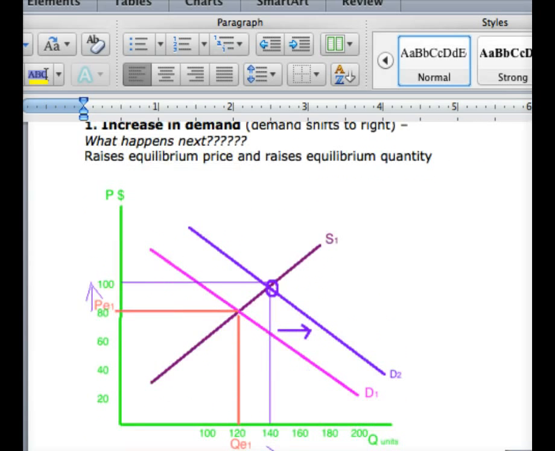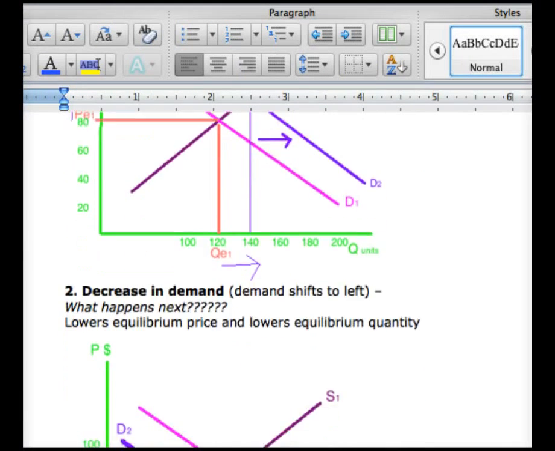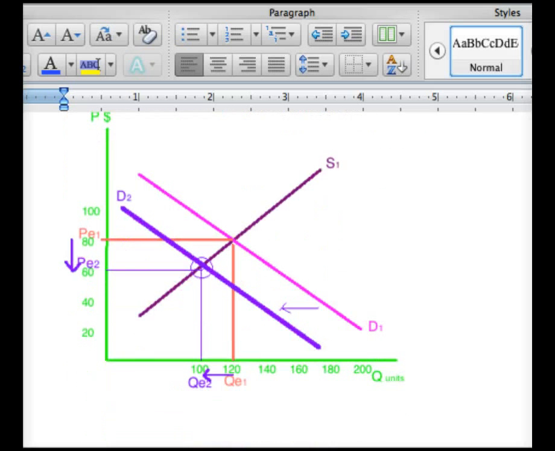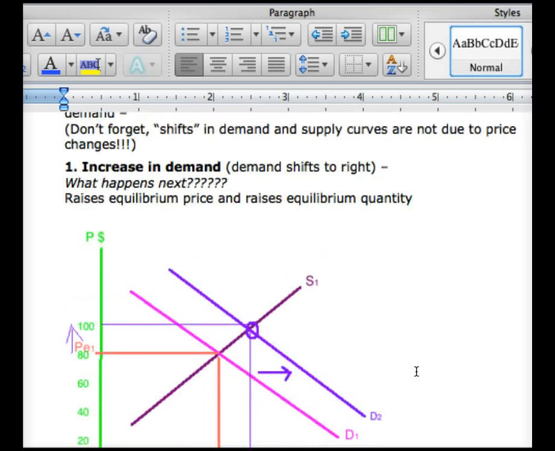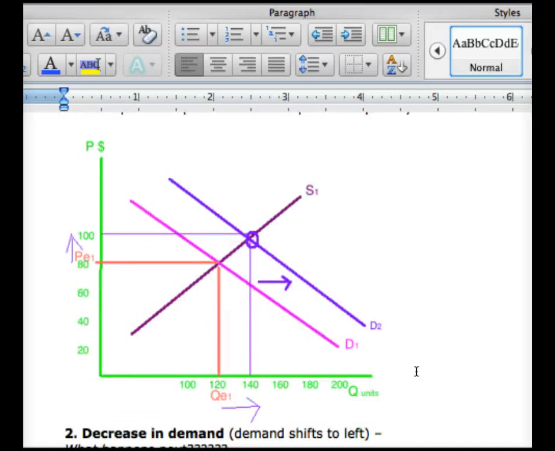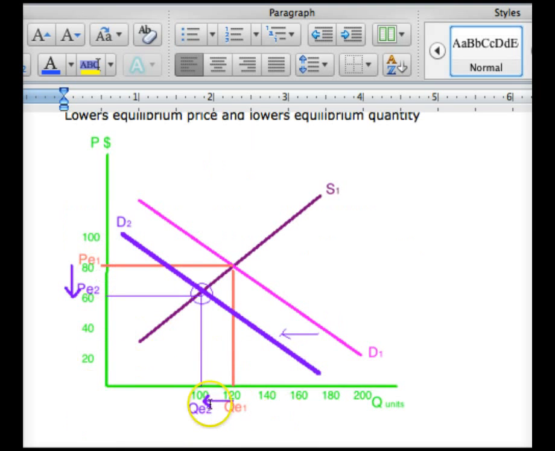So if we look back, we can see that when there has been an increase in demand, equilibrium price will increase, equilibrium quantity will also expand. When there's been a decrease in demand, the opposite will happen. Equilibrium price comes down, equilibrium quantity contracts. So notice that for any change in demand, the effects, the what happens next part, price and quantity move in the same direction. So increase in demand, increase price, increase quantity. Decrease in demand, decrease price, decrease quantity.